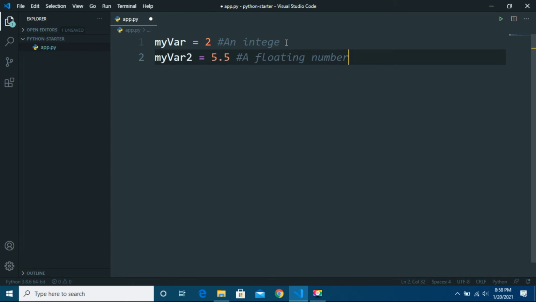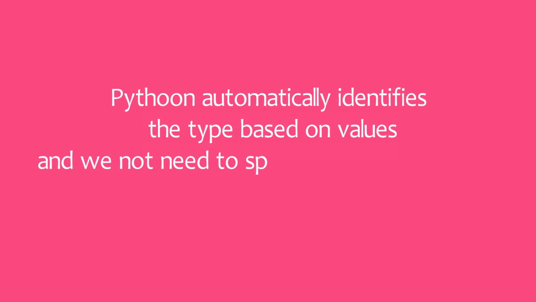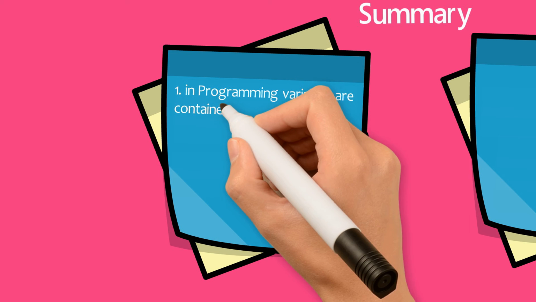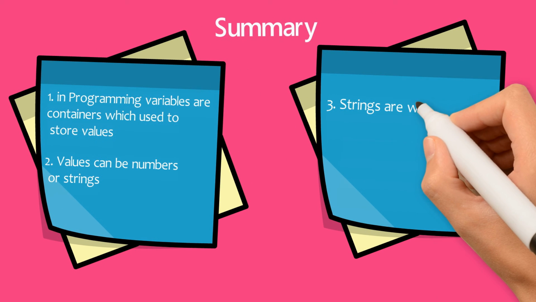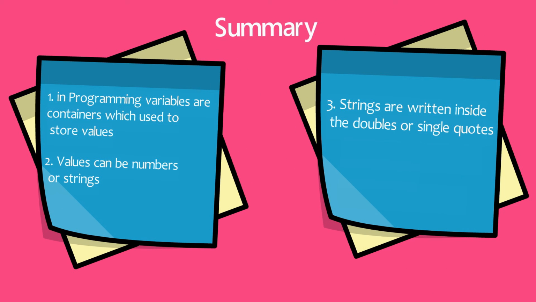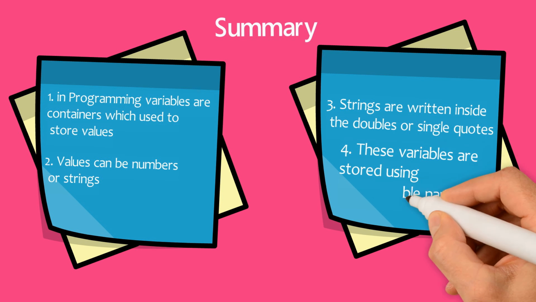There is one more thing: regardless of the type of number, whether a floating point or an integer, Python views them as a single category, which is numbers. Python automatically identifies the type based on values, and we do not need to specify the type manually. To summarize, in programming, variables are containers used to store values. Values can be numbers or strings, and strings are written inside double or single quotes. And finally, these variables are stored or referenced using their variable names.